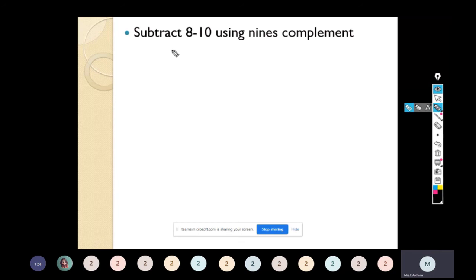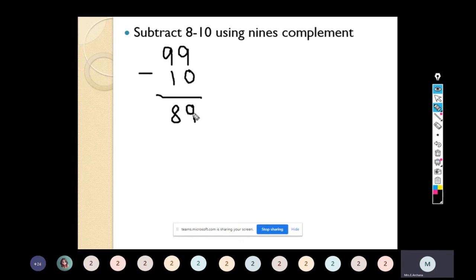How to find out 9's complement? Each and every digit should be subtracted by 9. B is having 2 digits. So, we are going to subtract B, that is 10, from 99. 99 minus 10, so the answer will be 89.